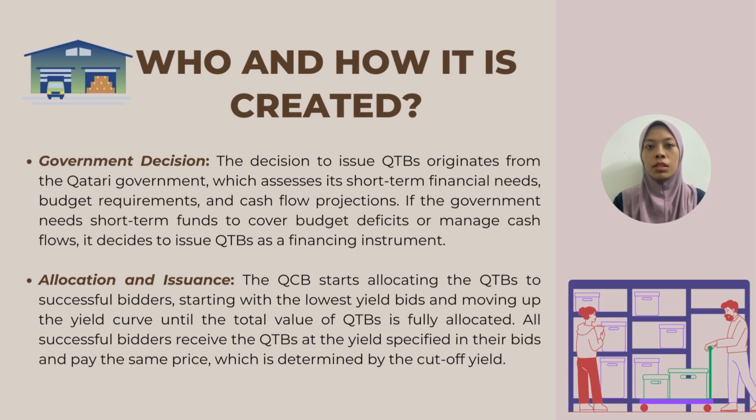The next one is allocation and issuance. The QCB starts allocating the QTB to successful bidders, starting with the lowest yield bids and moving up the yield curve until the total value of QTB is fully allocated. All successful bidders receive the QTB at the yield specified in their bids and pay the same price, which is determined by the cut-off bid.